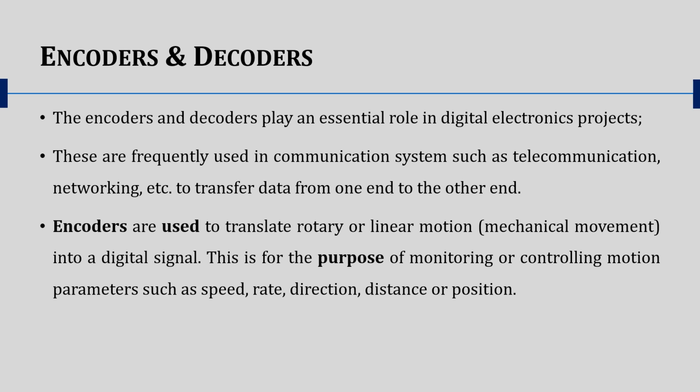Encoders are used to translate the rotary or linear motion, that is the mechanical movement, into a digital signal. So they are used to translate the data in one format to another format. This is for the purpose of monitoring or controlling the motion parameters such as speed, rate, direction, distance, or position. So the linear motion is converted into a digital signal for identifying the speed, rate, direction, distance, or position.